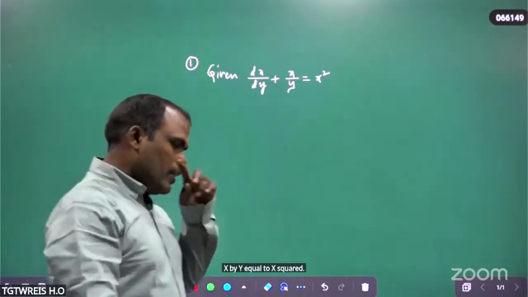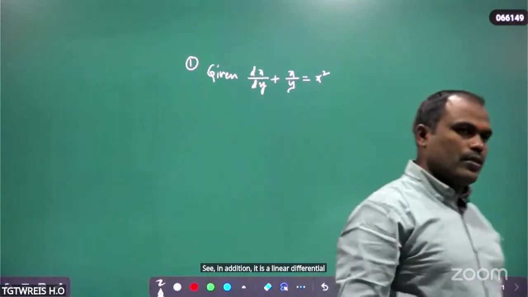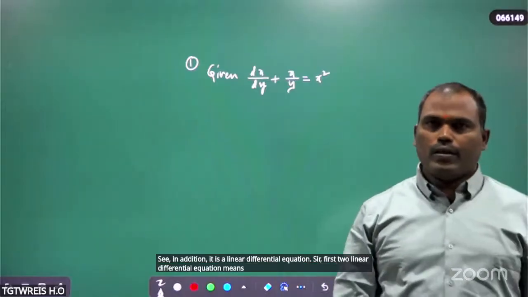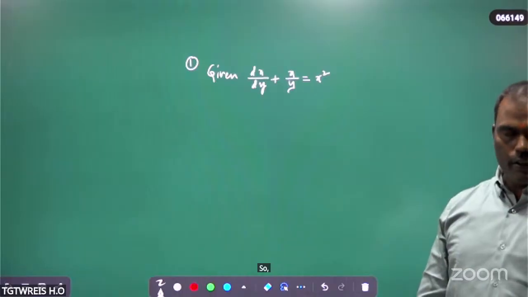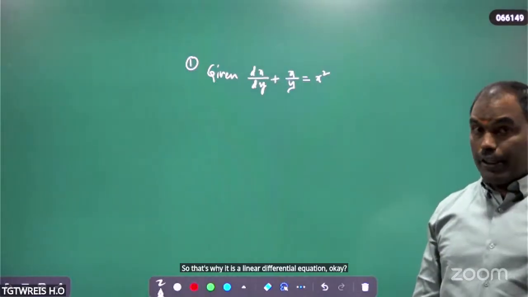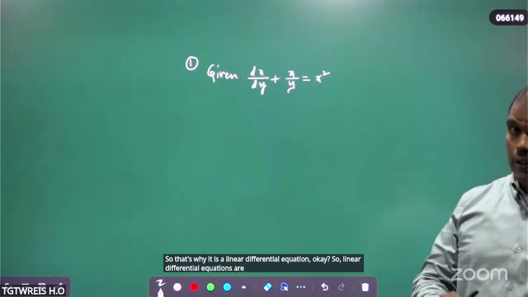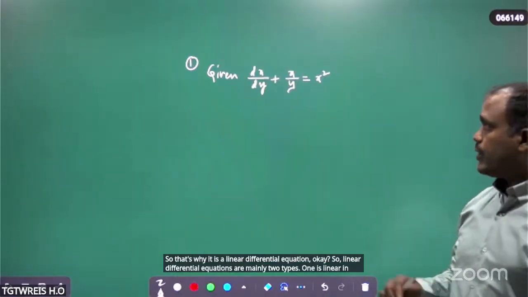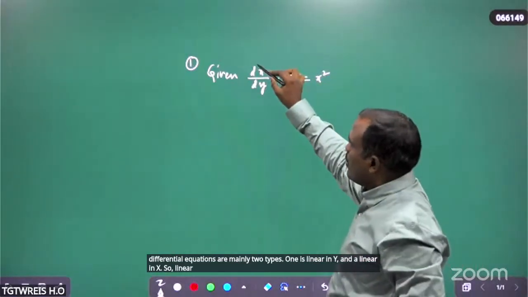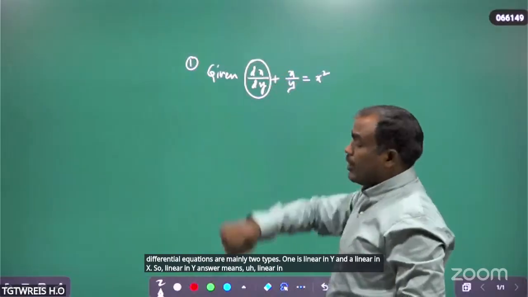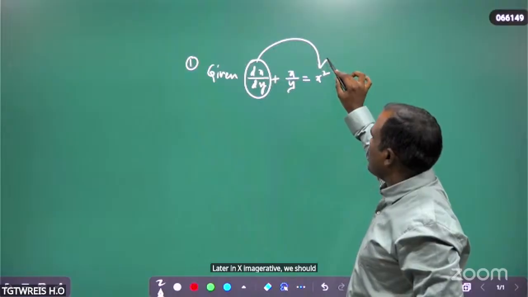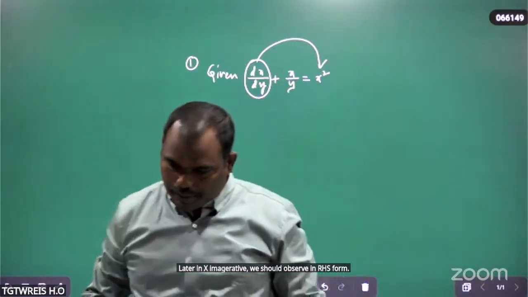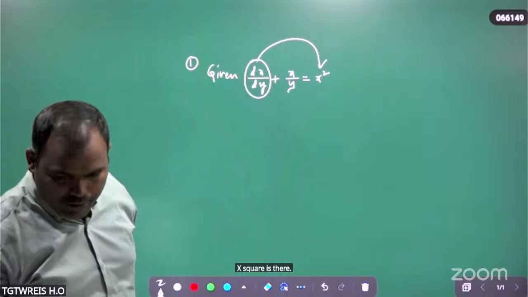See, listen, Anna, it is a linear differential equation. Sir, first, linear differential equation means this is a first order differential equation. So that's why it is a linear differential equation. Okay. So linear differential equations are mainly two types: one is linear in y and the other is linear in x. Linear in x, immediately we should observe in the RHS: x square is there.